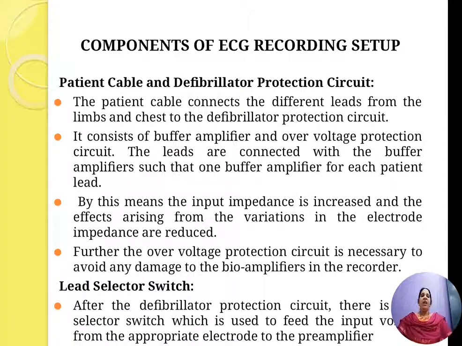After the defibrillator protection circuit, there is the lead selector switch, which is used to feed the input voltage from the appropriate electrode to the preamplifier.